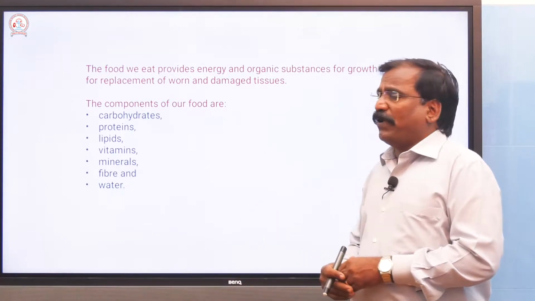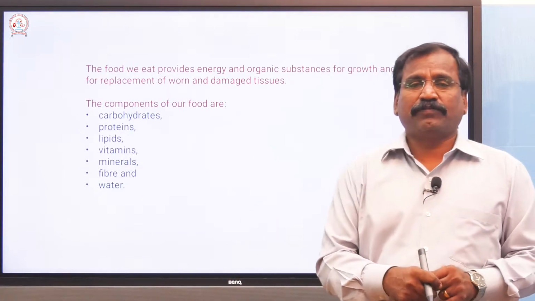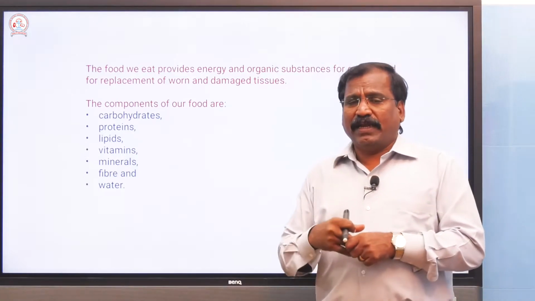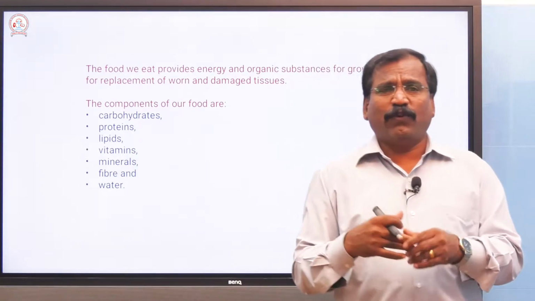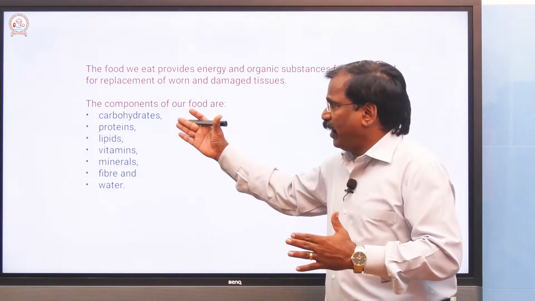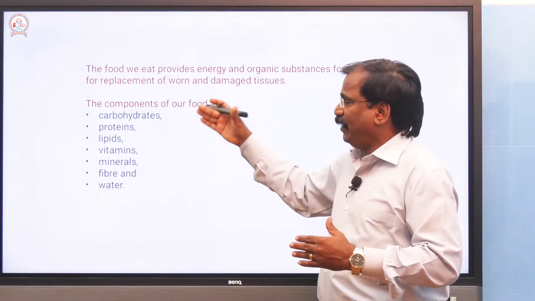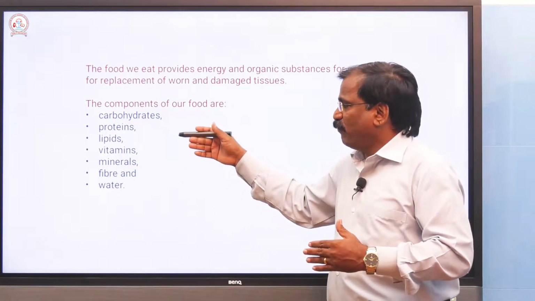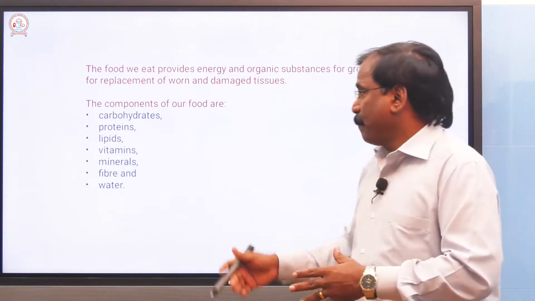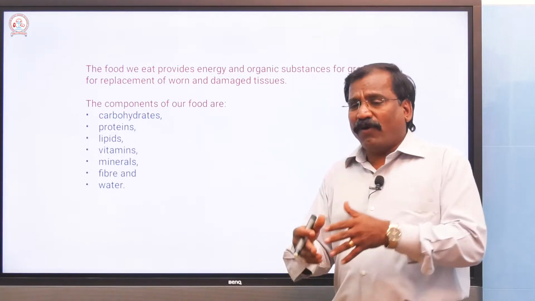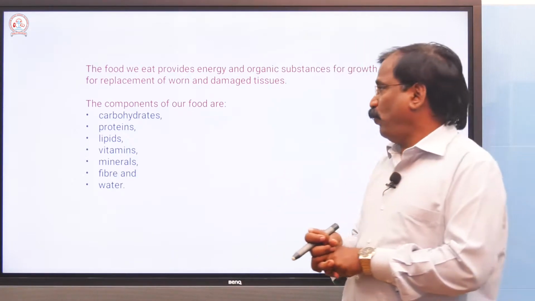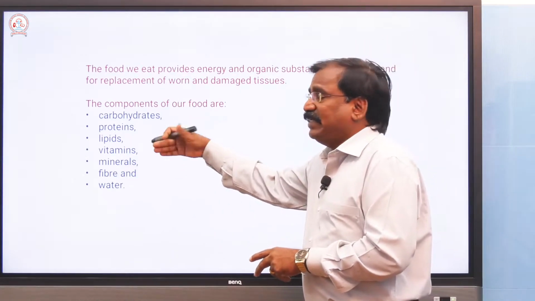So, what are the components of the food? Something we eat in order to get energy is food. So, what are the components? That food contains carbohydrate, protein, lipid, vitamins, minerals, fiber and water. These are the components or nutrients of the food. Our food should contain all these components.